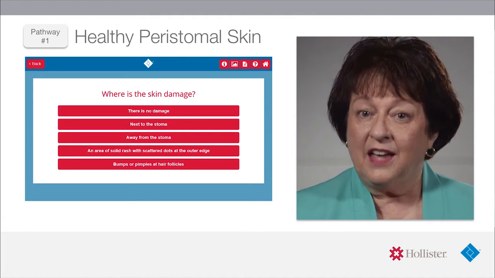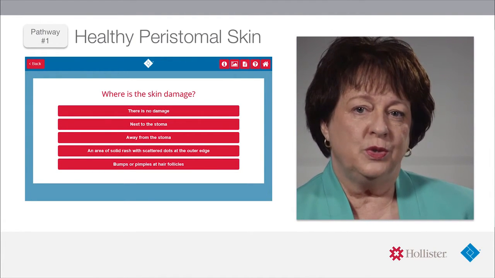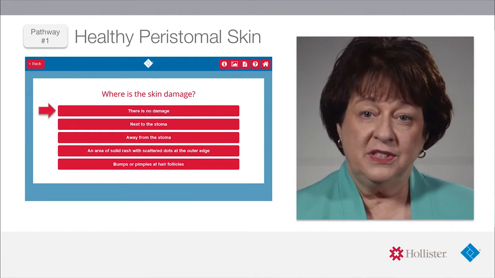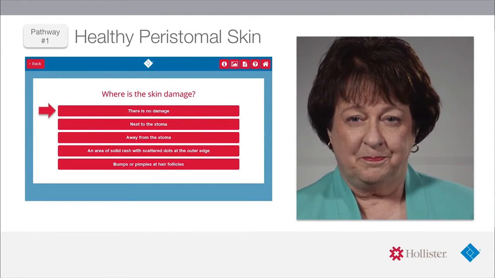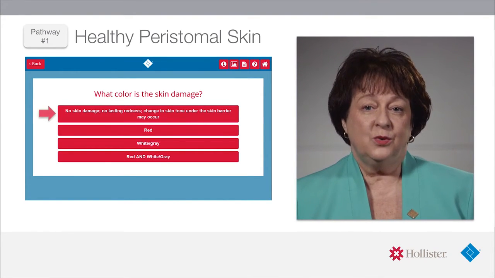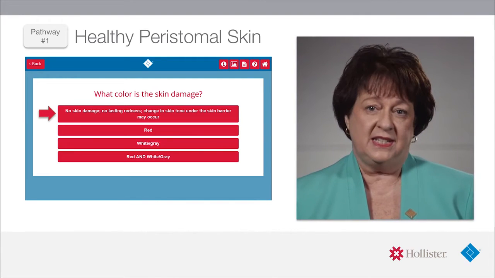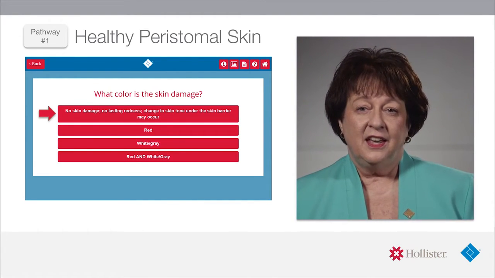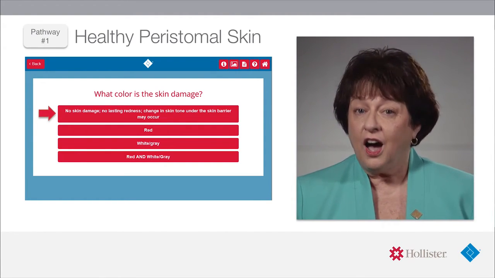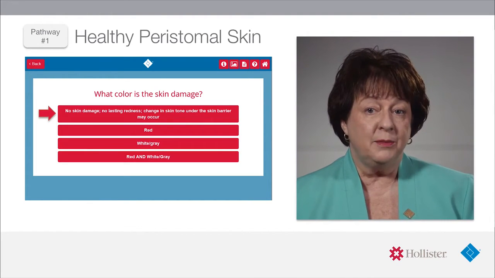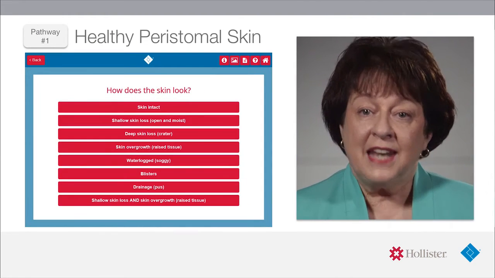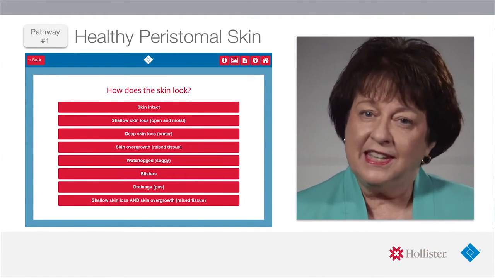After clicking the Start button on the previous page, the first question you will see asks you, where is the skin damage? In this case, we will select that there is no skin damage. The next question we will be asked is, what color is the skin damage? In this case, we will select the first option of no skin damage and no lasting redness. You will note that the response does specify that it is okay if there is a change in skin tone under the skin barrier, because this is something commonly found for some people living with a stoma who have healthy peristomal skin.